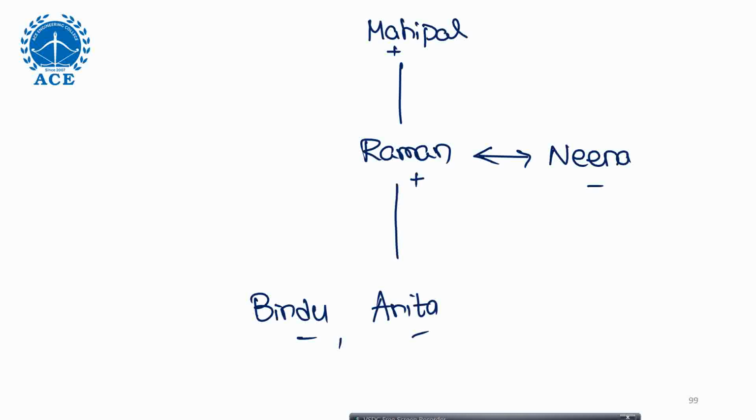Raman's father is Mahipal, Nina's father-in-law is Mahipal, and Raman is the only son of Mahipal. That conveys that Raman is the husband of Nina. Okay, Bindu and Anita are daughters of Raman and Nina. So Bindu is the granddaughter of Mahipal, or Mahipal is the grandfather of Bindu and Anita. So all those will come into the picture. Blood relation, you can see every set there are questions.